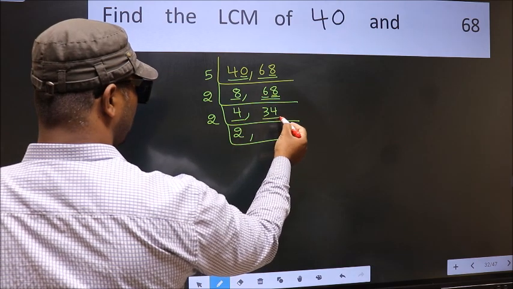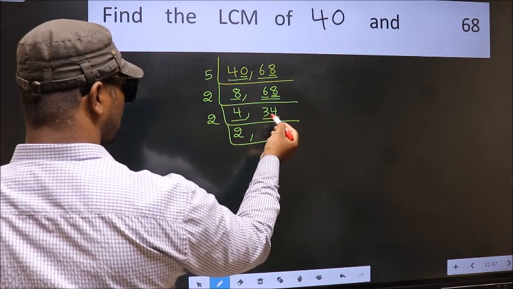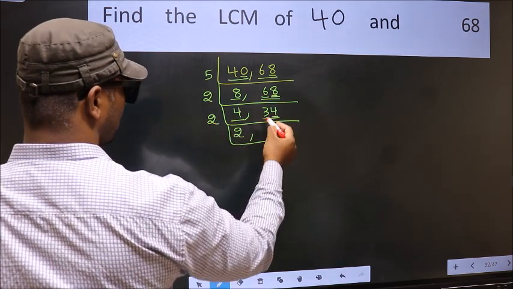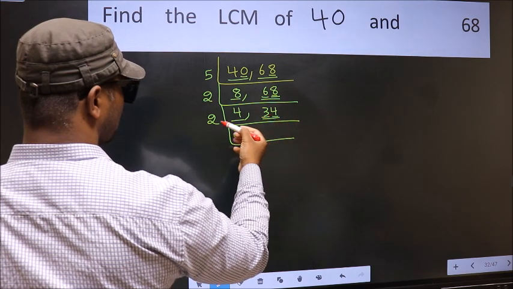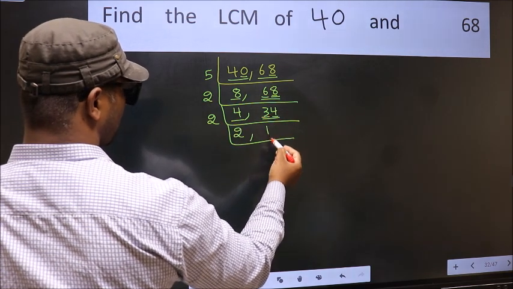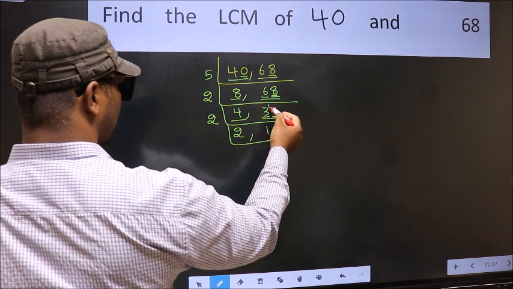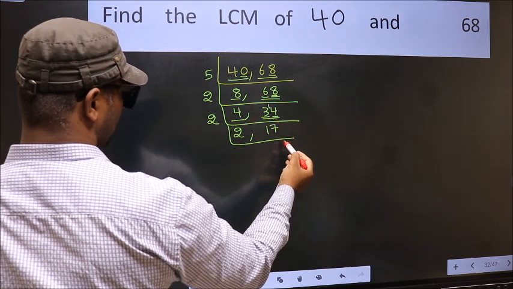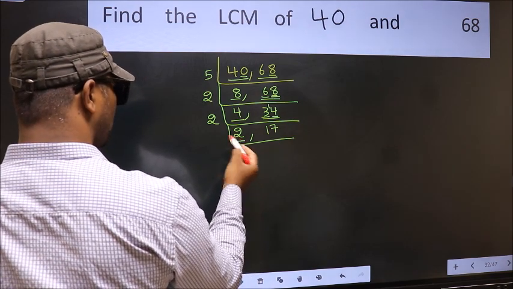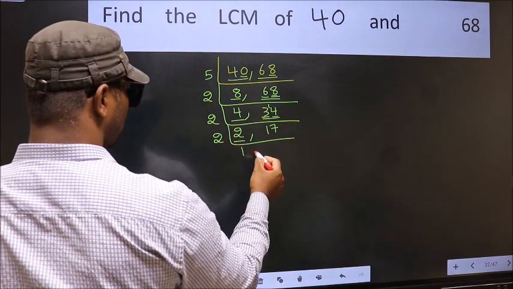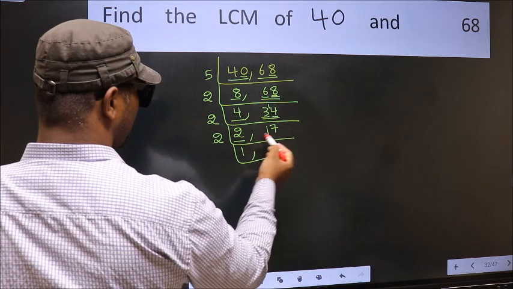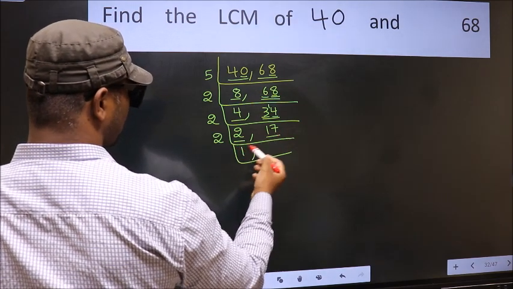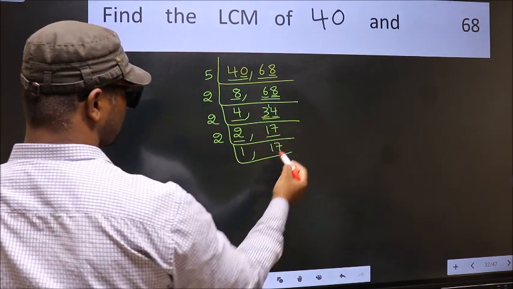The other number 34, last digit 4, even, so this is divisible by 2. First number 3, a number close to 3 in 2 table is 2 1s 2. 3 minus 2, 1, 1 carried forward, 14. When do we get 14 in 2 table? 2 7s 14. Now here we have 2, 2 is a prime number, so 2 1s 2. The other number 17, not divisible by 2, so we write it down as it is.